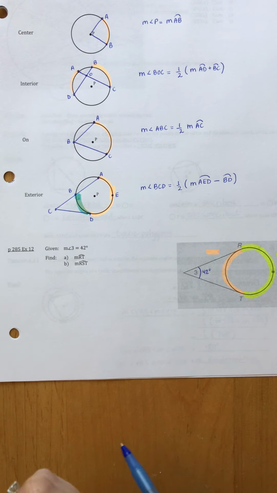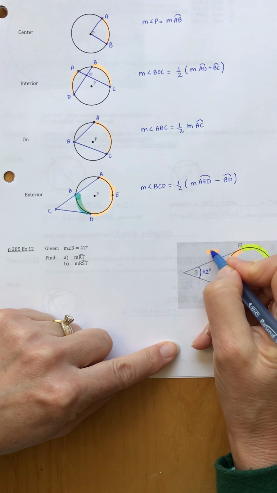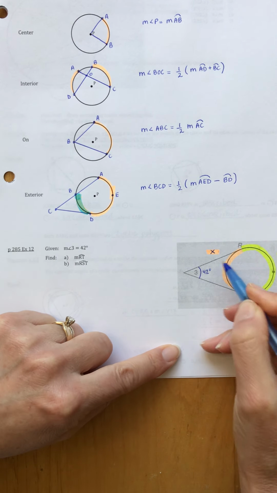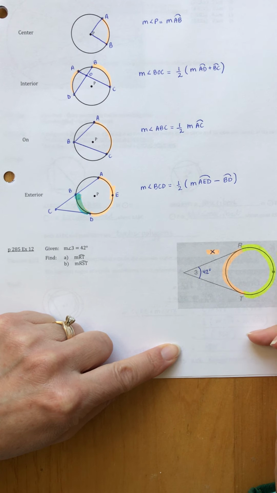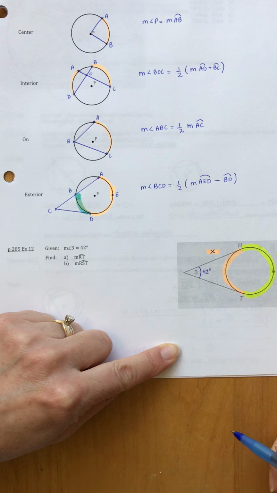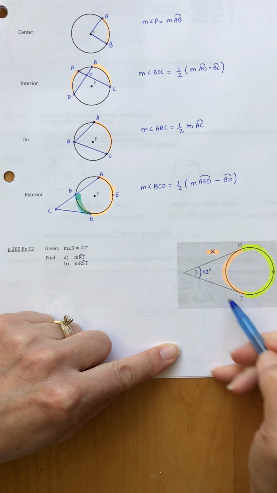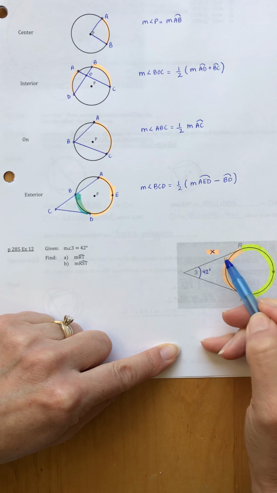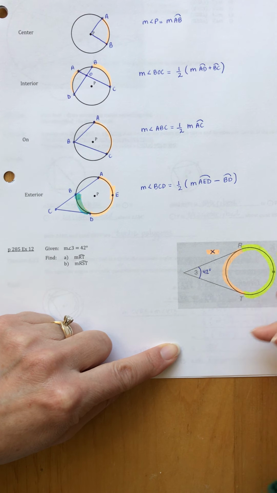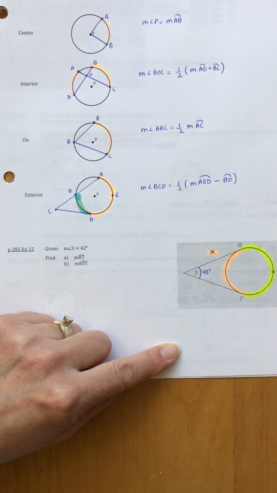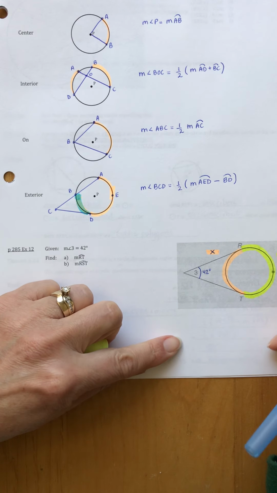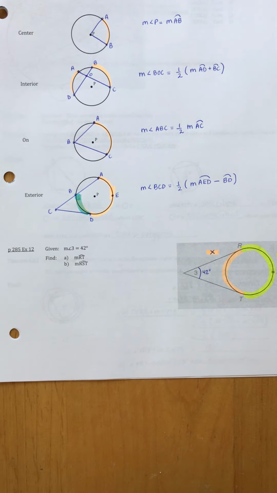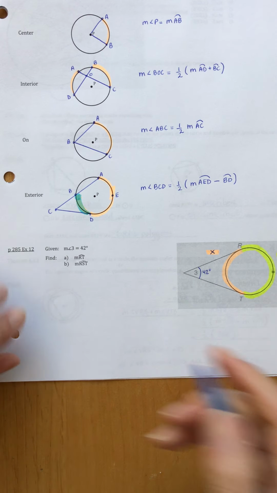Okay, so since we don't know either one, why don't we go ahead and call one of them X. So if this one is X, what would this one, this yellow one, have to be? Well, all the way around it has to be 360 degrees. So if we take away X, what are we left with? 360 minus X. Okay, so that's what the other arc is going to be. That's the hardest part of this, thinking about how we're going to go about doing it.